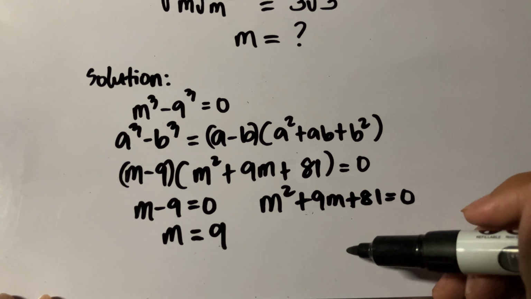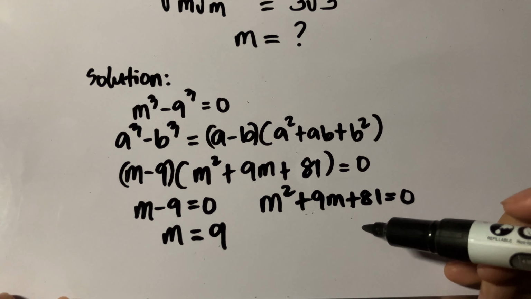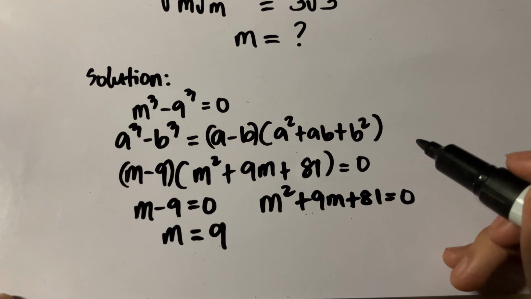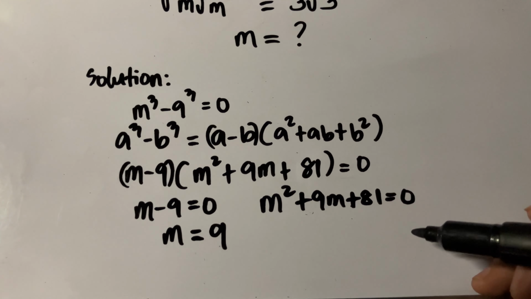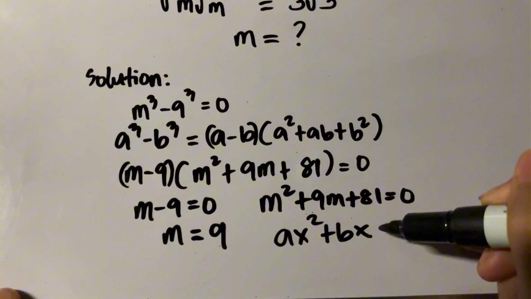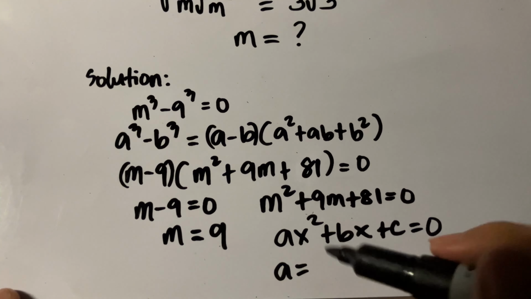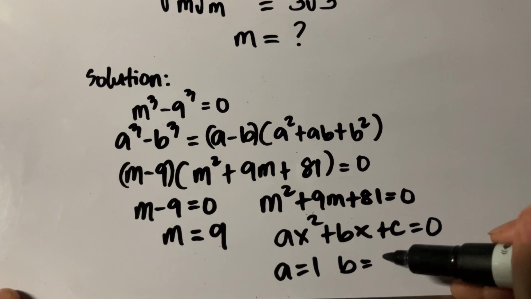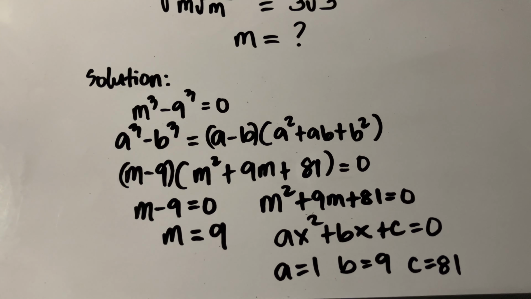And for the second equation, this is a quadratic equation. To get the values of m, we can use the quadratic formula. But first, let's identify the values of a, b, and c by following the standard form of quadratic equation, that is ax squared plus bx plus c equals 0. So now let's identify. a is equal to 1, and b is equal to 9, and c is equal to 81.